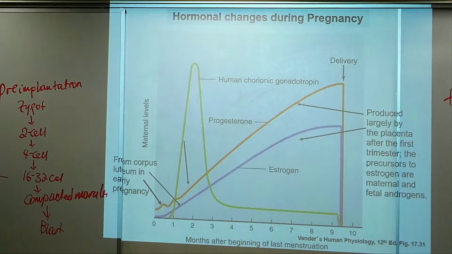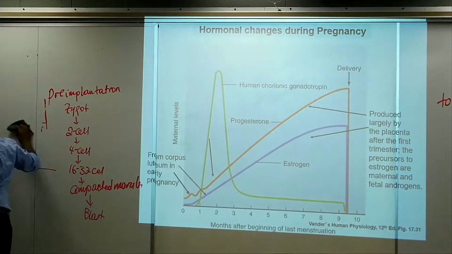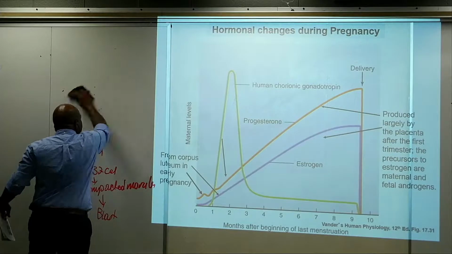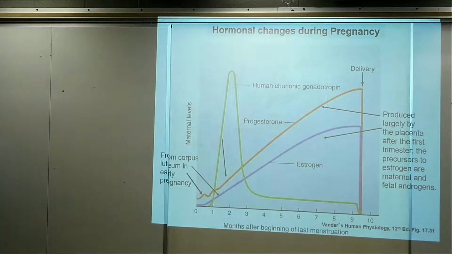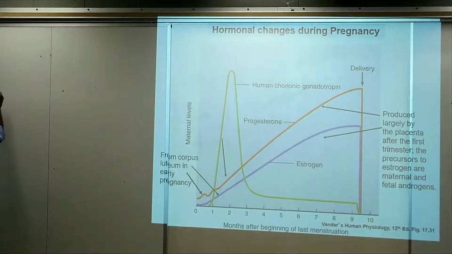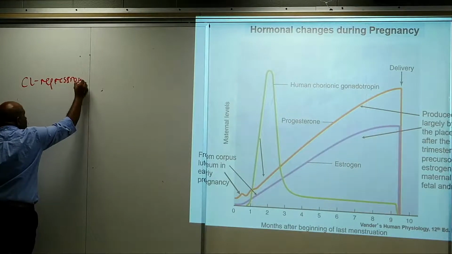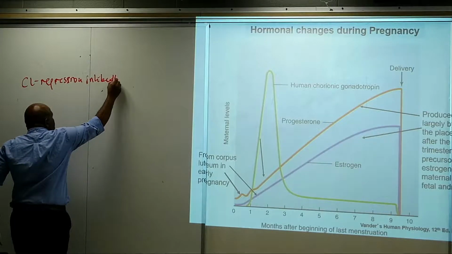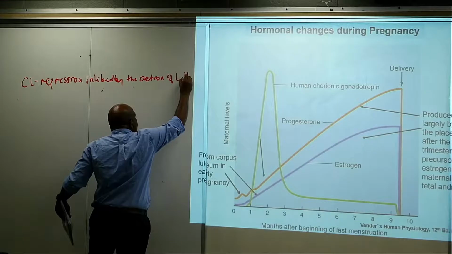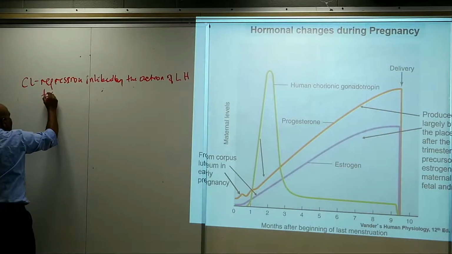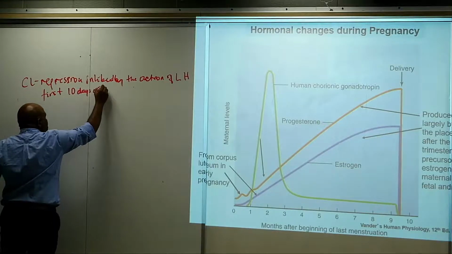As we said, corpus luteum regression is inhibited by the action of LH during the first 10 days after ovulation.